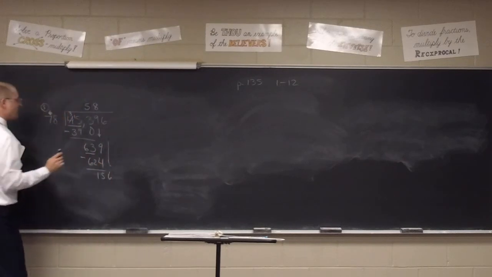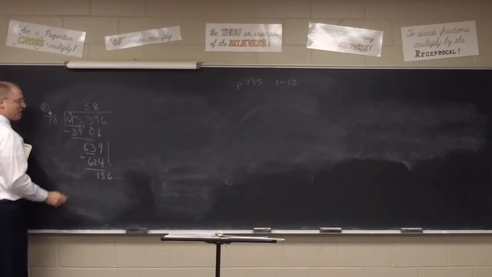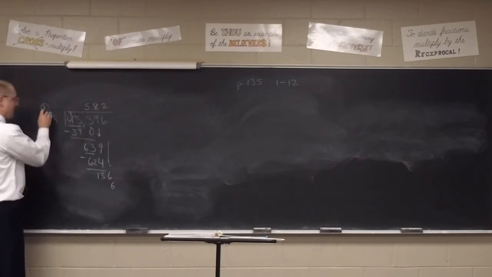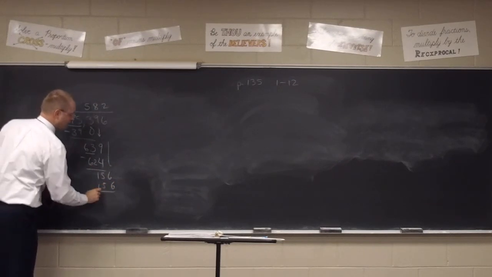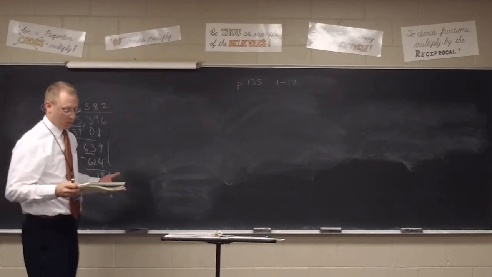Bring down the 6. And I know we don't know our 78 times tables. We should have a pretty good guess as to how many times 78 goes into 156. Two. Probably twice. Let's try it out. Sure enough, it comes out evenly. And that's kind of my thought process through the problem. But again, you try a number, and if it doesn't work, you try a different number. And the math tells you what to do.